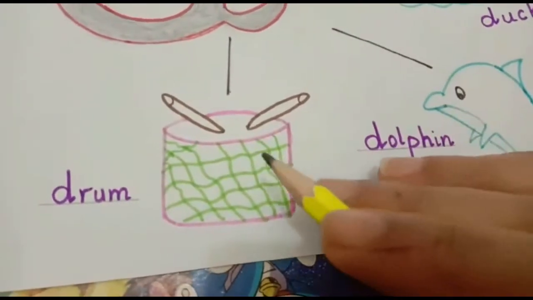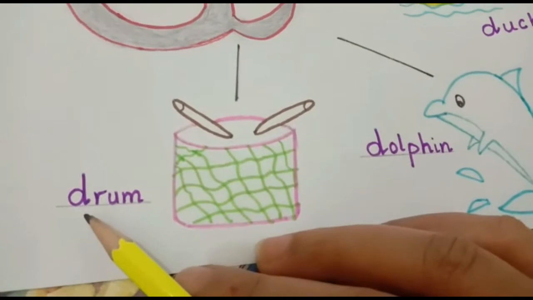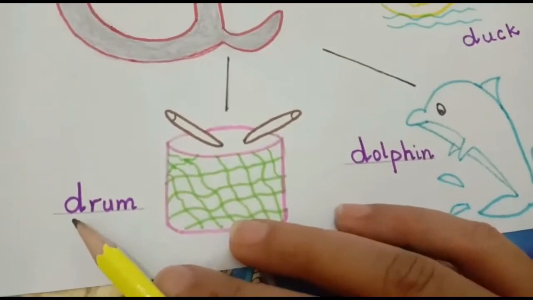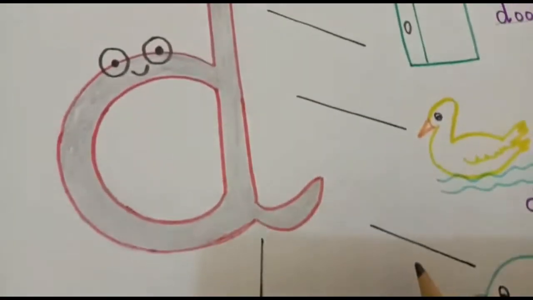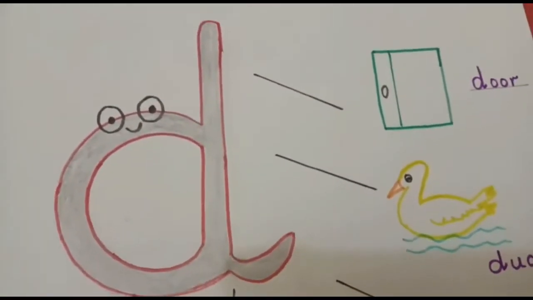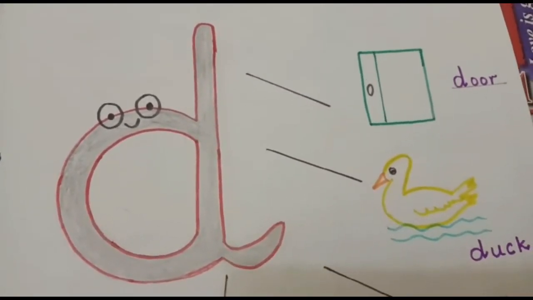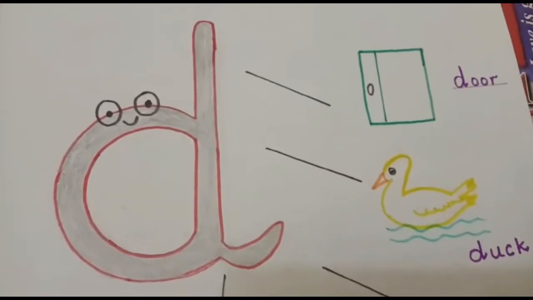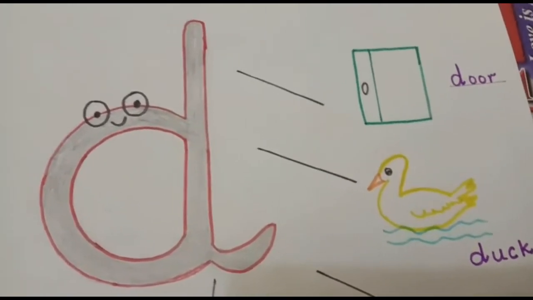Yes! This is a drum. And D is the first letter in drum. D. D. Drum. Great. Now, yes, you can see letter D, small d. Very good. And the sound of this letter is D. D. D.